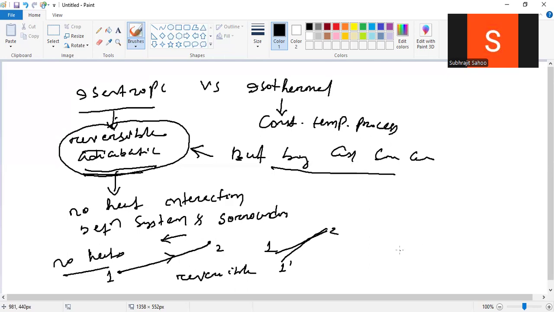Reversible adiabatic, right? Adiabatic means what? No heat transfer. Heat transfer will be zero here. Q is equal to 0 here, right? But practically, Q can never be equal to 0 during a process. Definitely heat transfer must be there. So practically it is not possible, but by assuming some cases, we can make it reversible.